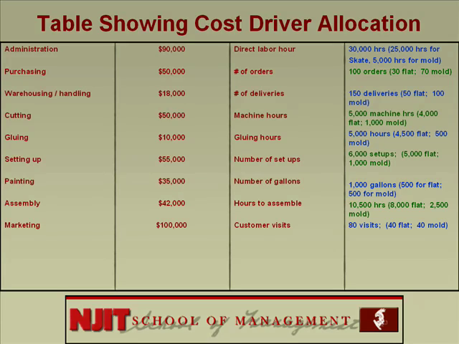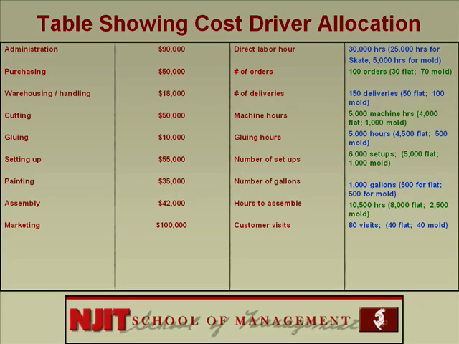Warehousing handling. Assume the cost driver was number of deliveries. So you go out there, talk to the warehousing people. You found out for the year there were 150 deliveries, 50 flat and 100 for mold, and so on. So this information you just found out. Now we have to allocate the costs.